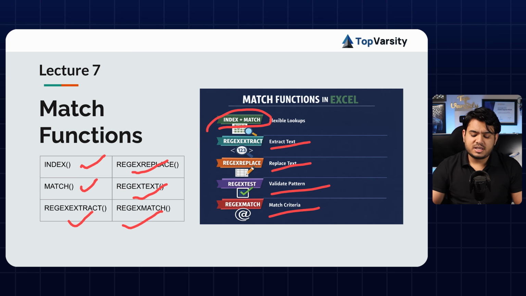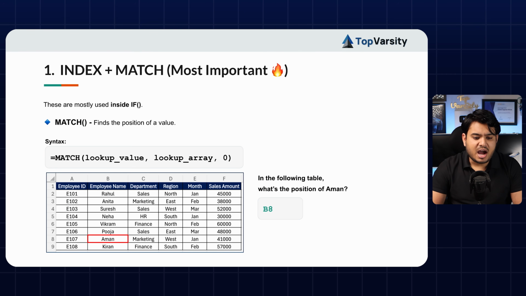Now we'll see what functions we have and how we are going to use them. First of all, we'll see match, then index, and we'll use the combined function to find values. Index match is one of the most important questions asked by interviewers in data analytics interviews. Match is used to find the position of a value. I have an example and the syntax also, and we are going to see that.